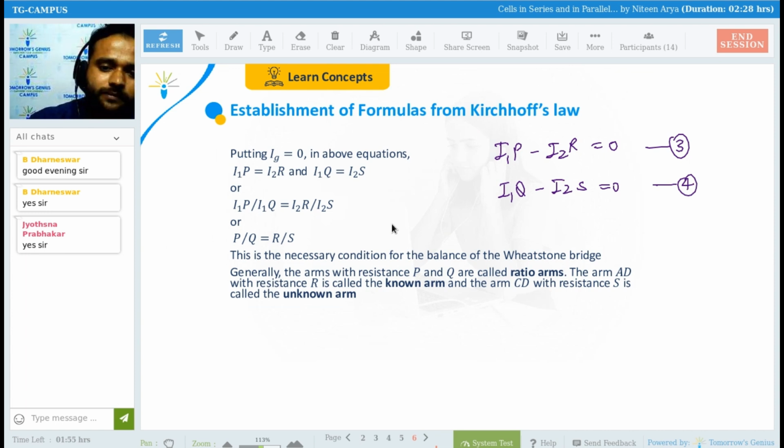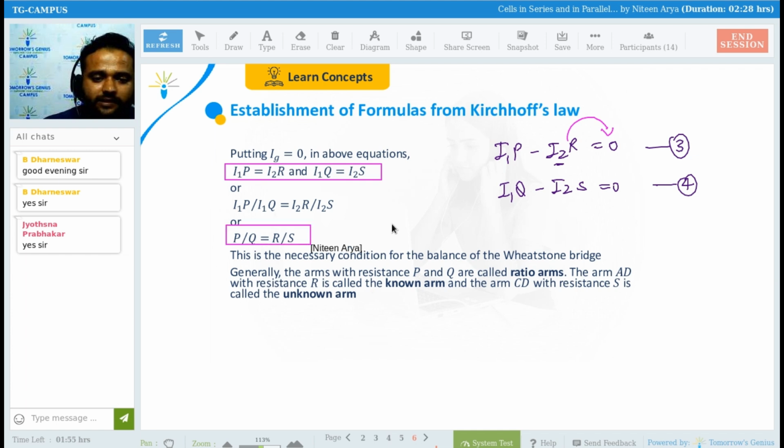So using the third equation and the fourth equation, we can get this. This is just going to be a shift here, nothing more than that, so it becomes positive. So this equation we automatically get from equations 3 and 4. Or just divide equation 3a by 3b, you can write. When you divide, I1 and I1 cancel and I2 and I2 cancel, so you automatically get this.